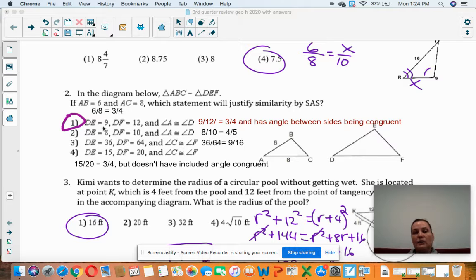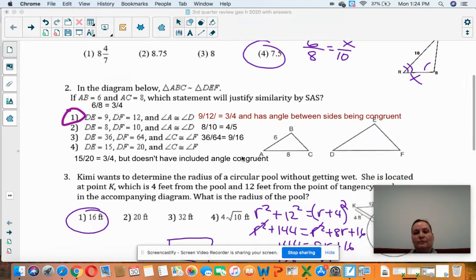And then I just went through each choice. 9 over 12 also reduces to 3/4. And they have the angle that's between them congruent. So if this is 9 and this is 12, that reduces to 3/4, and angle A is congruent to angle D. The other choices, either the sides did not reduce to the same number, or in choice 4, the sides did reduce to the same number, but they said angle C is congruent to angle F, and that would not help me because the angle has to be included between those two sides.